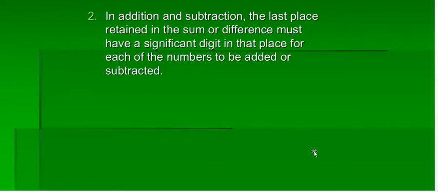Now with addition or subtraction, it's a little bit different. The last place retained in the sum or difference must have a significant digit in that place for each of the numbers to be added or subtracted. Let me do an addition here. Let's say I want to add these numbers together.